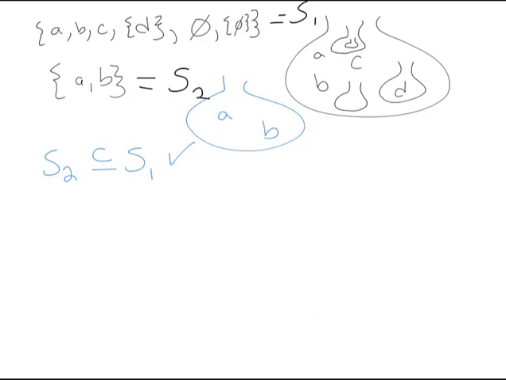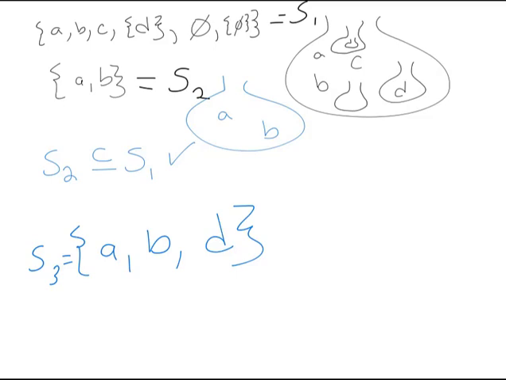So let me make a set 3, which is going to be very similar to set 2, but not quite the same. So set 3 is going to have an A in it. It's going to have a B in it. And it's also going to have a D in it. Okay, so there's my set 3.